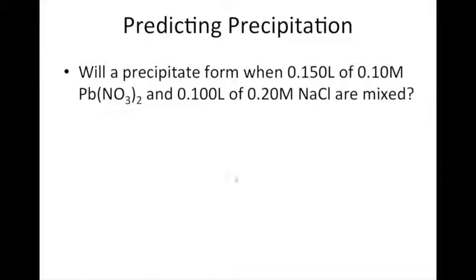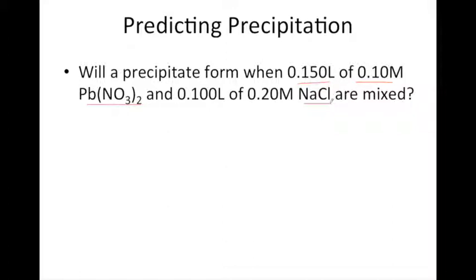So to illustrate how to predict a precipitate, let's take a look at this problem. It says, will a precipitate form if we react or mix 0.15 liters of 0.1 molar lead(II) nitrate and 0.1 liters of 0.2 molar sodium chloride? If we mix those, will we get a precipitate?